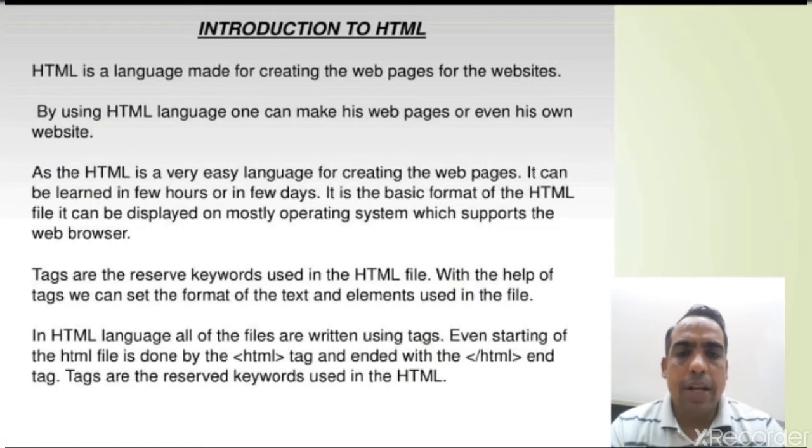First of all, I will explain what we mean by HTML. The full form of HTML is Hypertext Markup Language. HTML is a language which is used for creating web pages or websites. Now I will explain what you mean by web page. Every page of a website is called a web page, and the first page of any website is called the home page, and a collection of web pages is called a website. By using HTML, we can create our own website also.